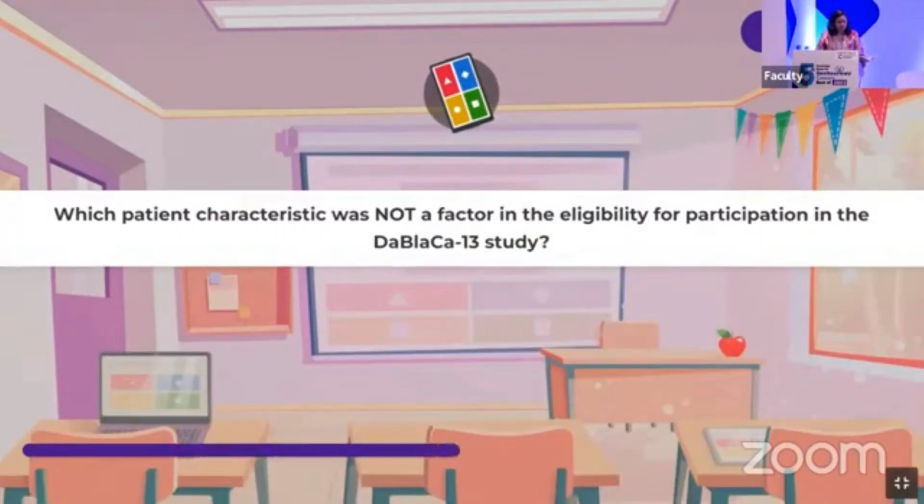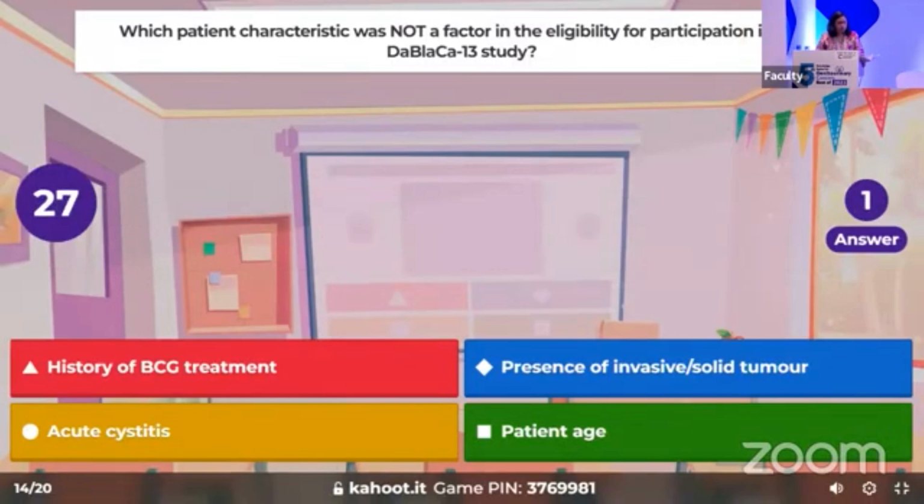So this is which patient characteristic was not a factor in the eligibility for participation in the DABLA-CAS 13 study, which means which was not an eligibility criteria or an exclusion criteria for including patients in the study. One was history of BCG treatment. Second option is presence of an invasive or a solid tumor. Third is acute cystitis, or the fourth option is age of the patient.